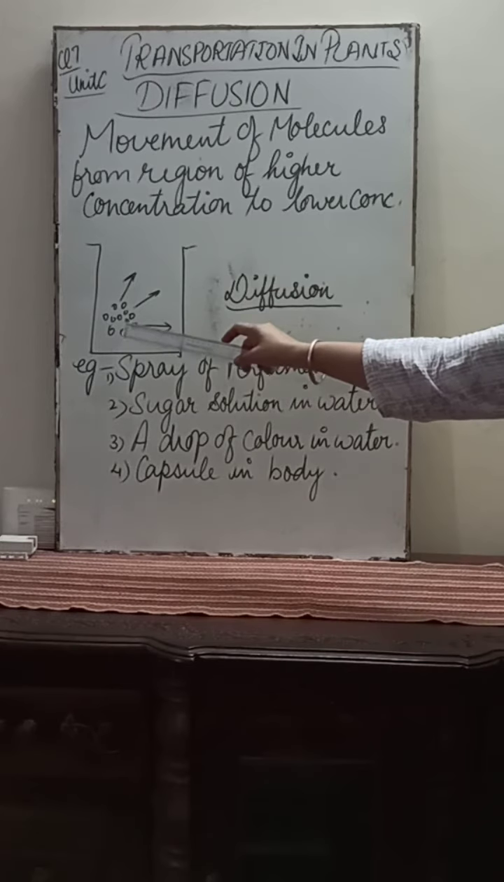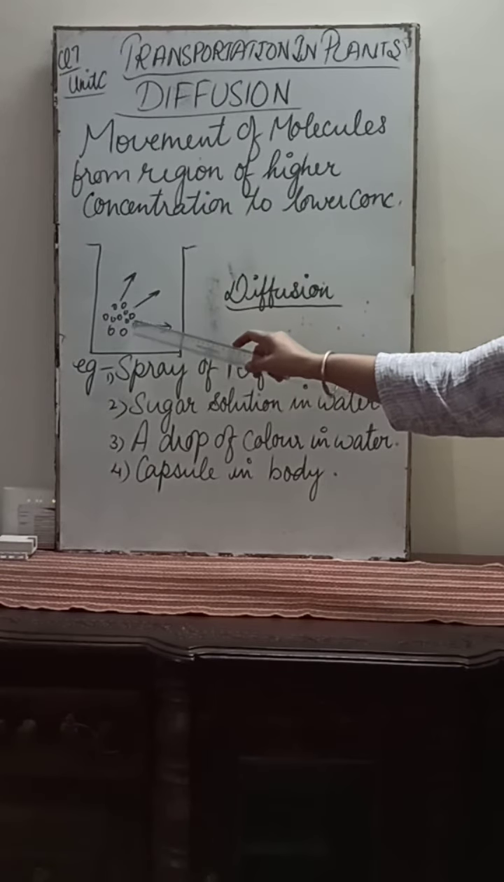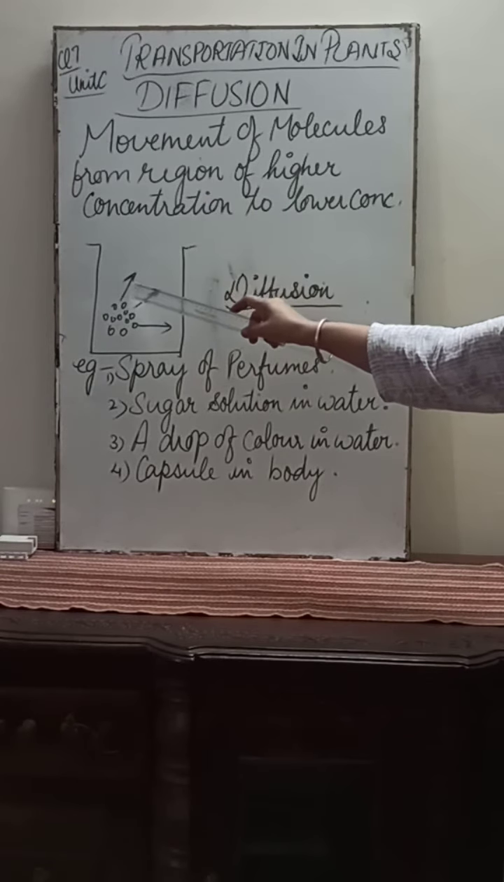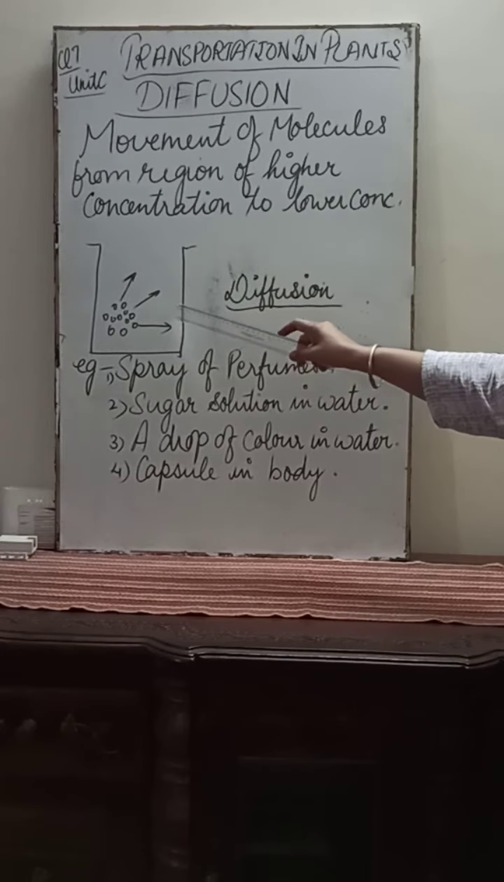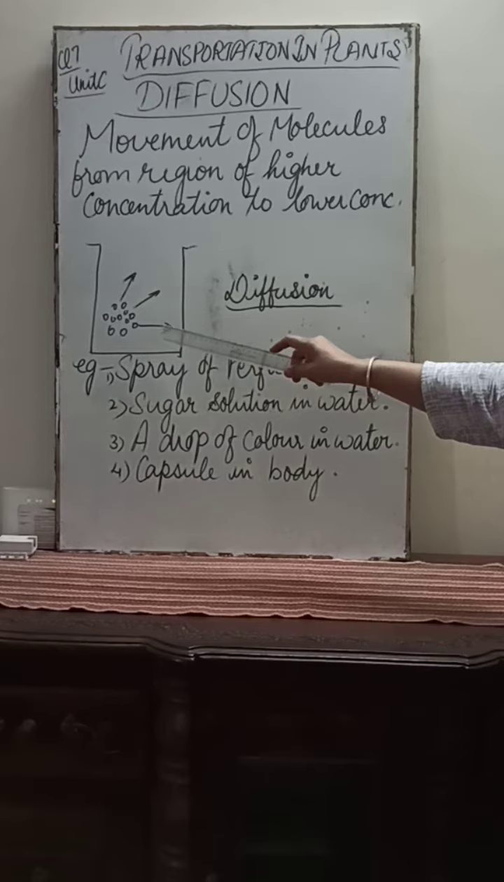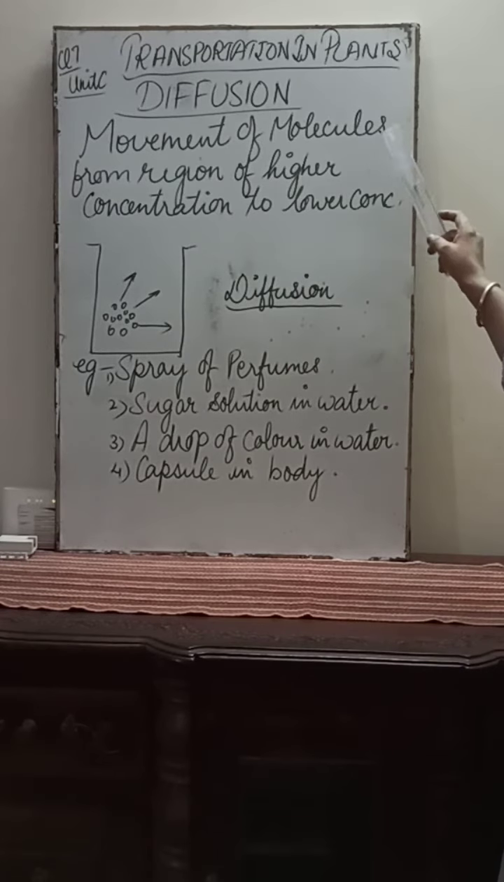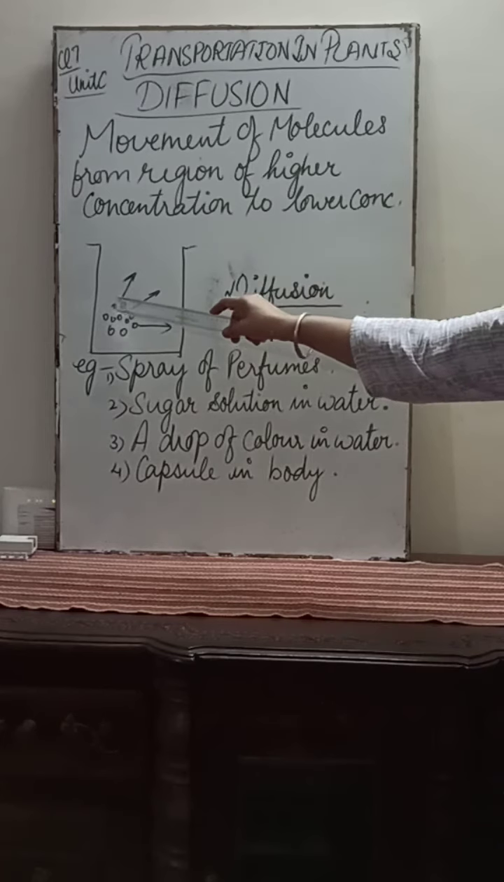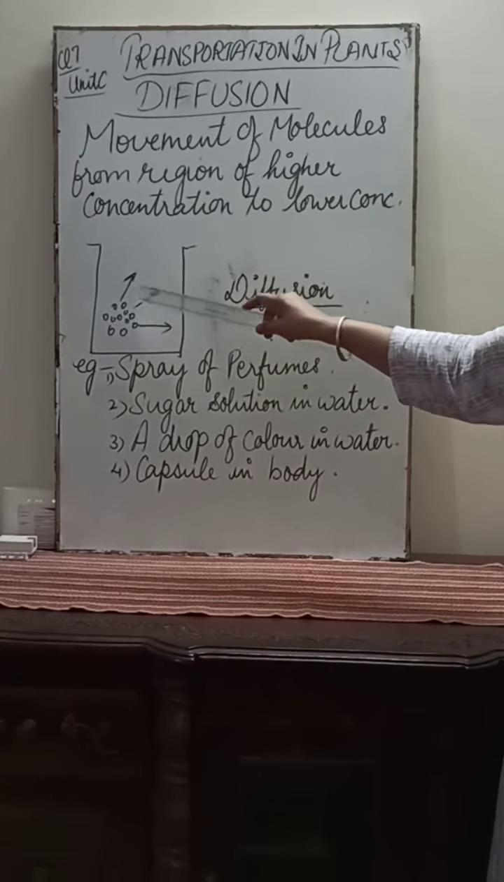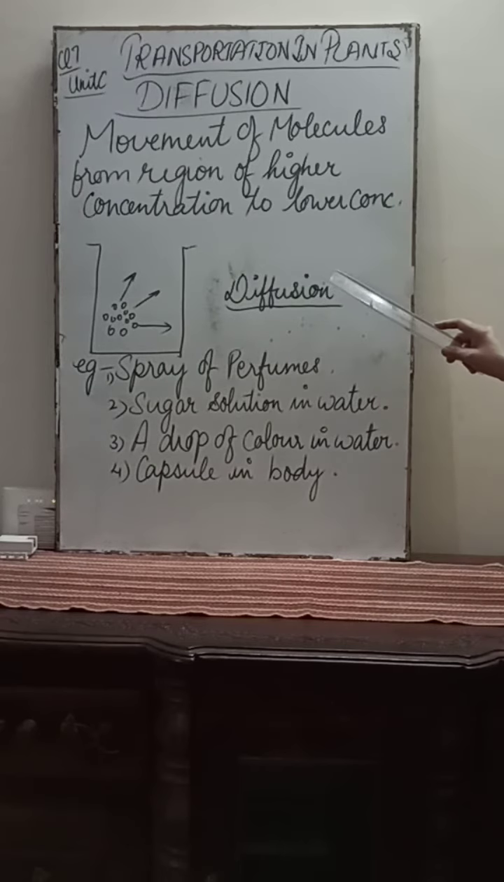Now here the molecules are present and they are in the region of higher concentration. And we can see that the movement of the molecules is in all directions, that is, in those directions where there are lower concentrations of the solute. So this is the movement of molecules from region of higher concentration, this is higher concentration, and they are moving towards the lower concentration areas. So this is the process of diffusion.